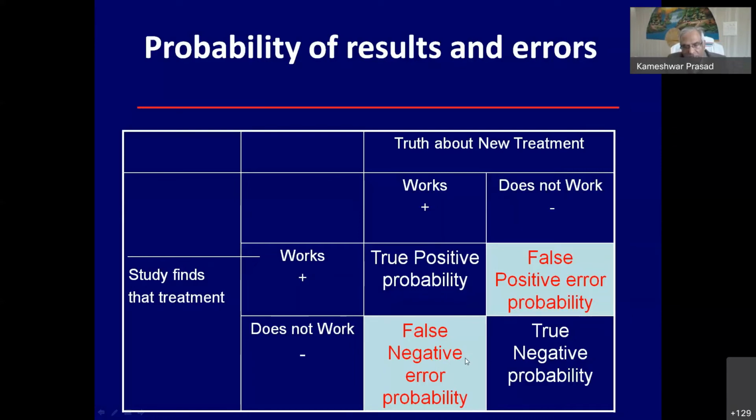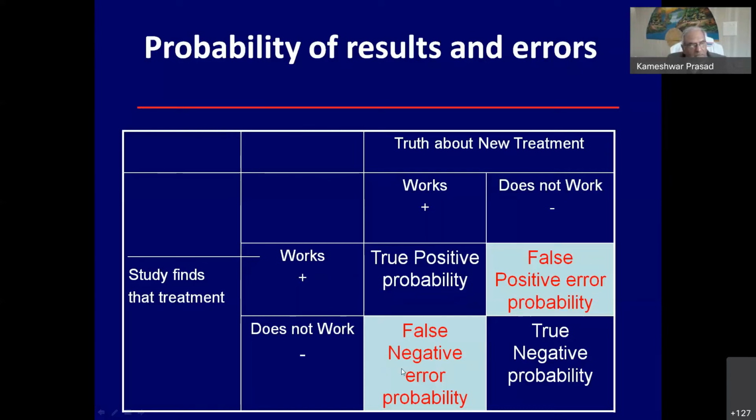So the type of error is false positive error, or false negative error. Type 1 error, type 2 error. The probability of that error, if it is false positive error, is called alpha. The probability of false negative error is called beta.